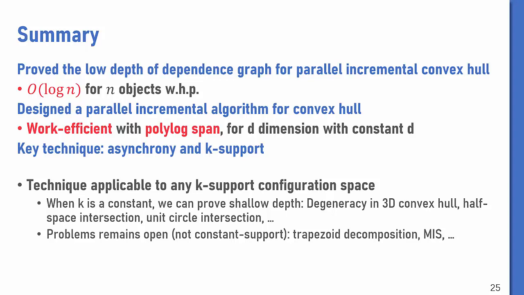Finally, our technique applies to any k-support configuration space. When k is a constant, we can directly show the shallow depth of the dependence graph. This is true for many other problems, such as the degeneracy case for convex hull in 3 dimensions, half-space intersection, and so on. However, there are also some other open problems that cannot directly be solved by our approach because they are not constant support. Some open questions include trapezoid decomposition and maximal independent set. That's all for the talk.